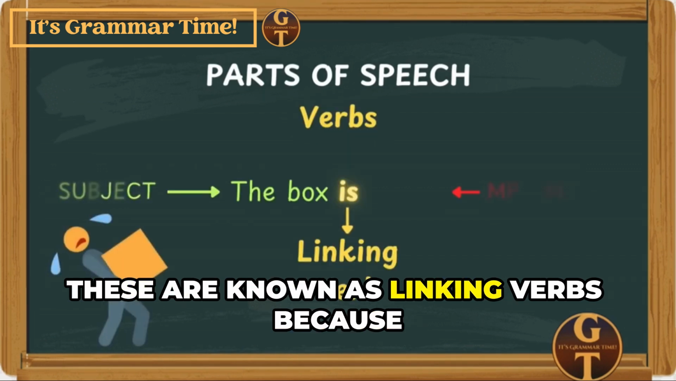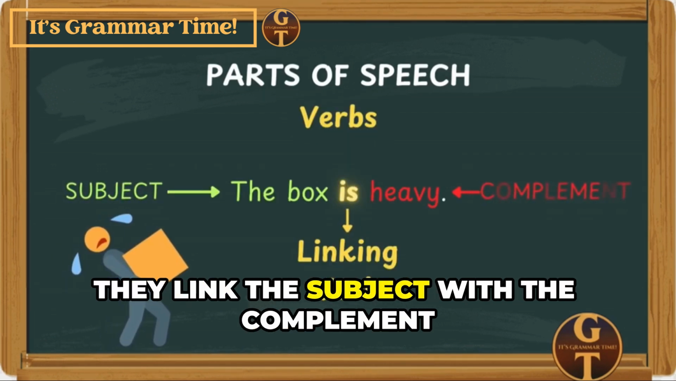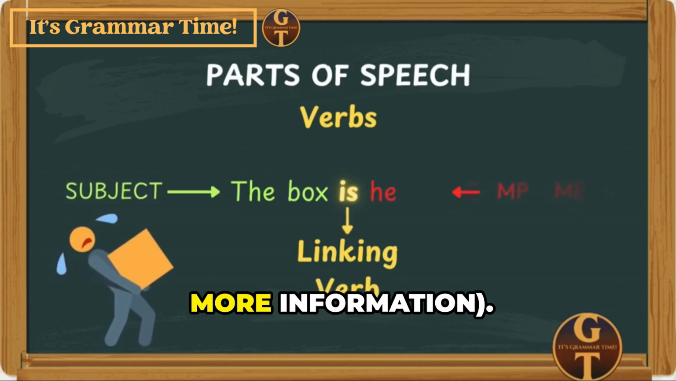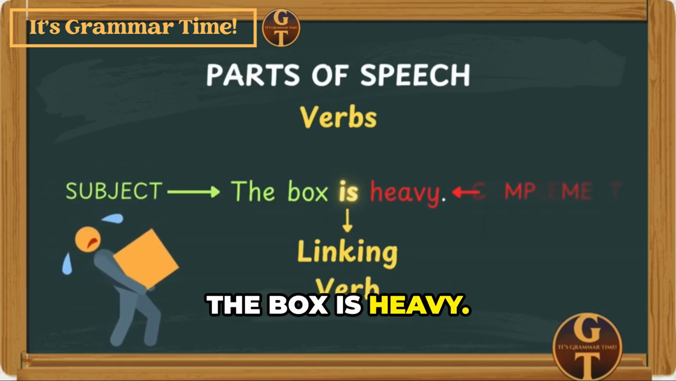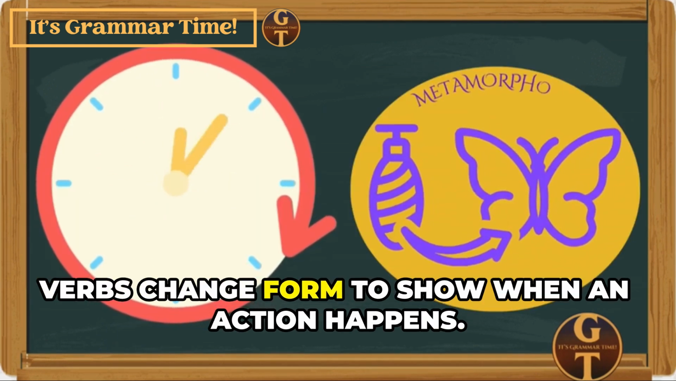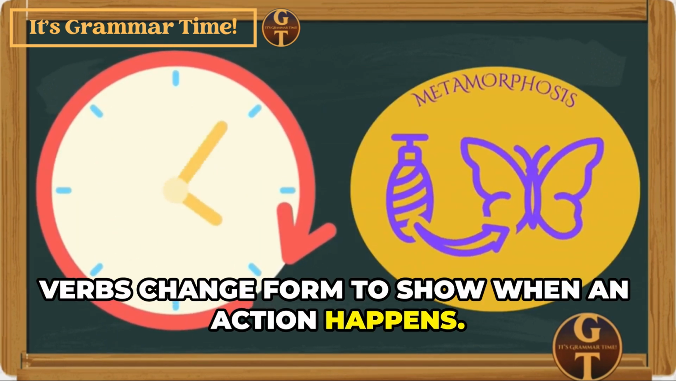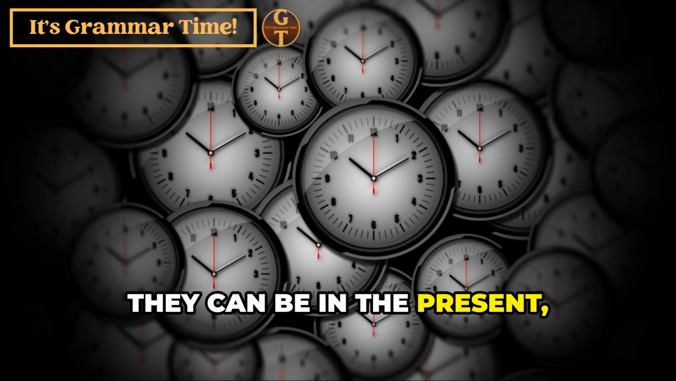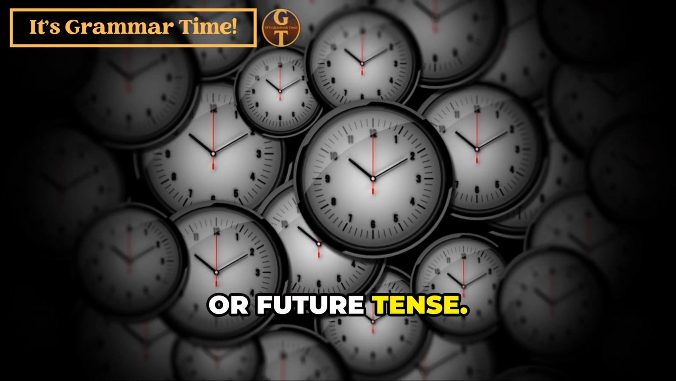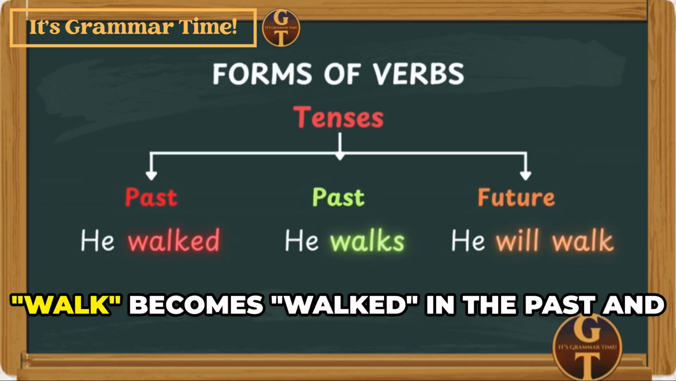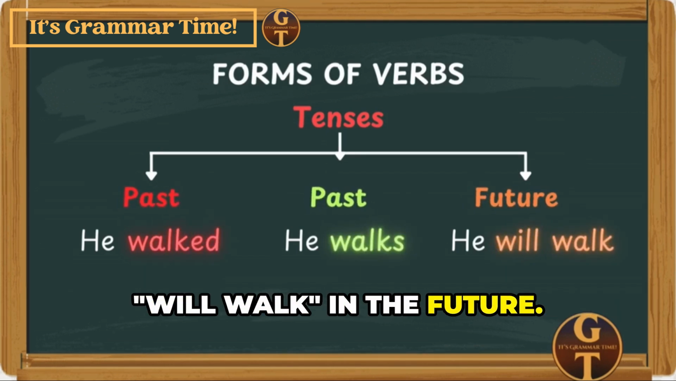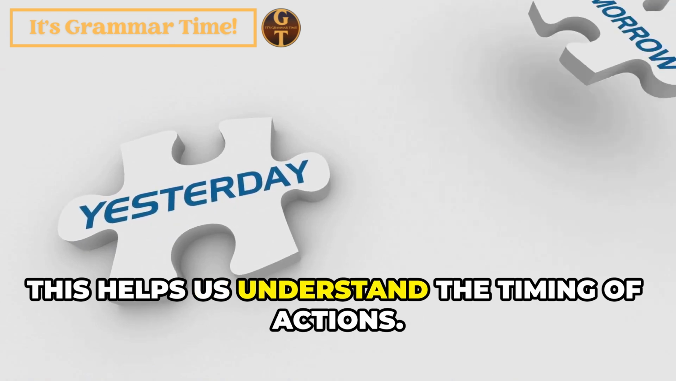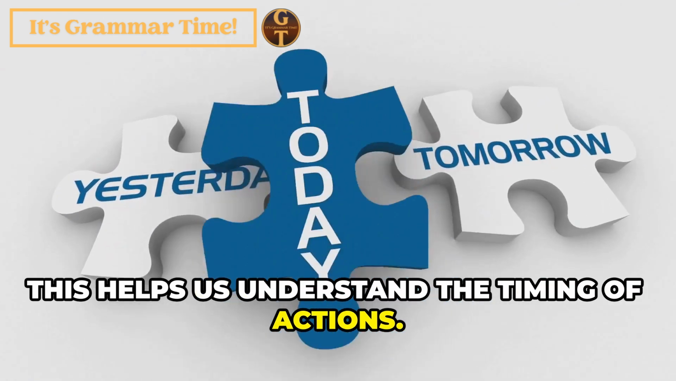These are known as linking verbs because they link the subject with the complement, more information. For example, the box is heavy. Verbs change form to show when an action happens. They can be in the present, past, or future tense. For instance, walk becomes walked in the past and will walk in the future. This helps us understand the timing of actions.